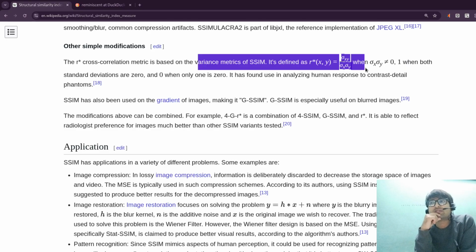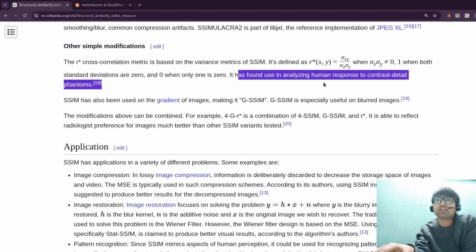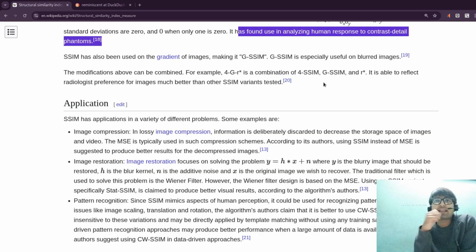It's not equal to 0. It is 1 when both standard deviations are 0, and 0 when one is 0. It has found use in analyzing human response to contrast detail phantoms. SSIM has been used on the gradient of images, making GSSIM especially useful on blurred images.